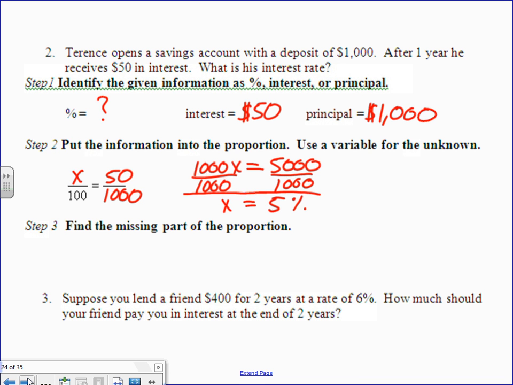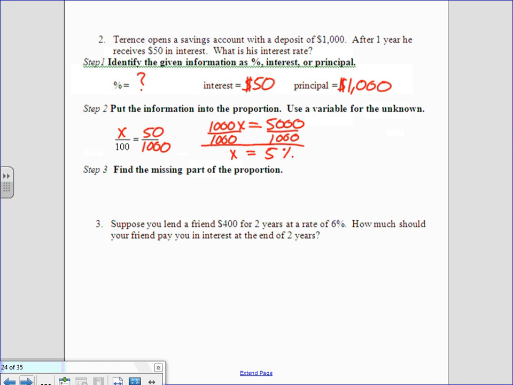Okay, and the last one, number 3, it says, suppose you lend a friend $400 for 2 years at a rate of 6%. How much should your friend pay you in interest at the end of 2 years? Okay, so I'm going to set up my proportion. I know it's going to be the percent over 100, and it's going to equal my interest over my principal. Okay, the $400, that is my principal because that is the initial amount that I borrowed this friend. Okay, I did this at a rate of 6%, and I don't know the interest.